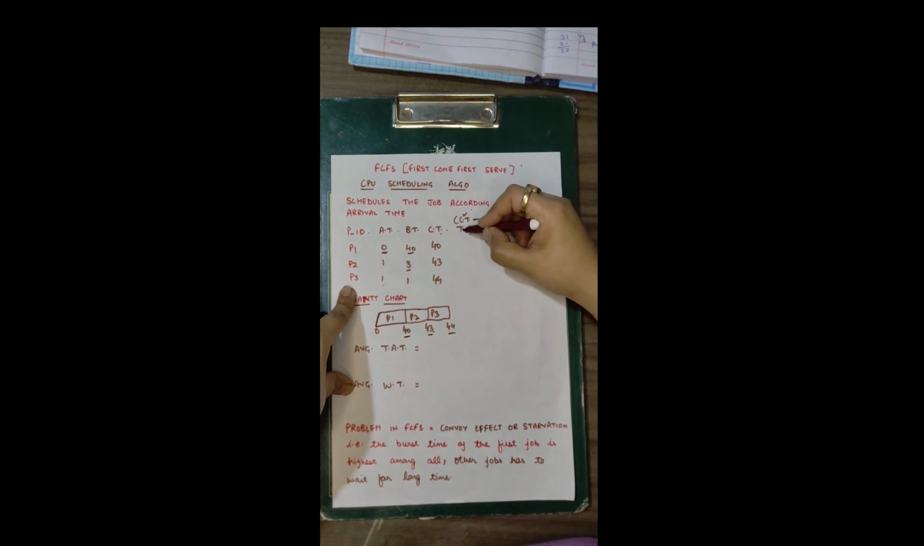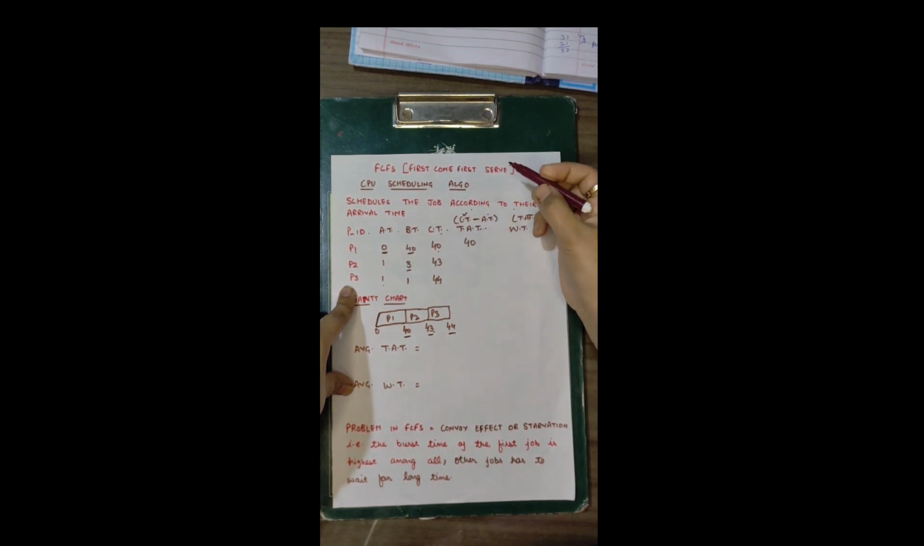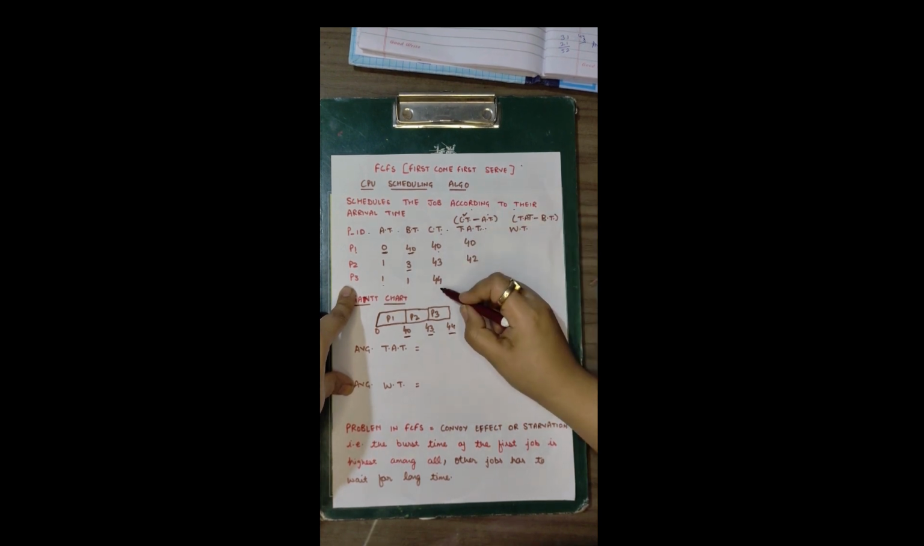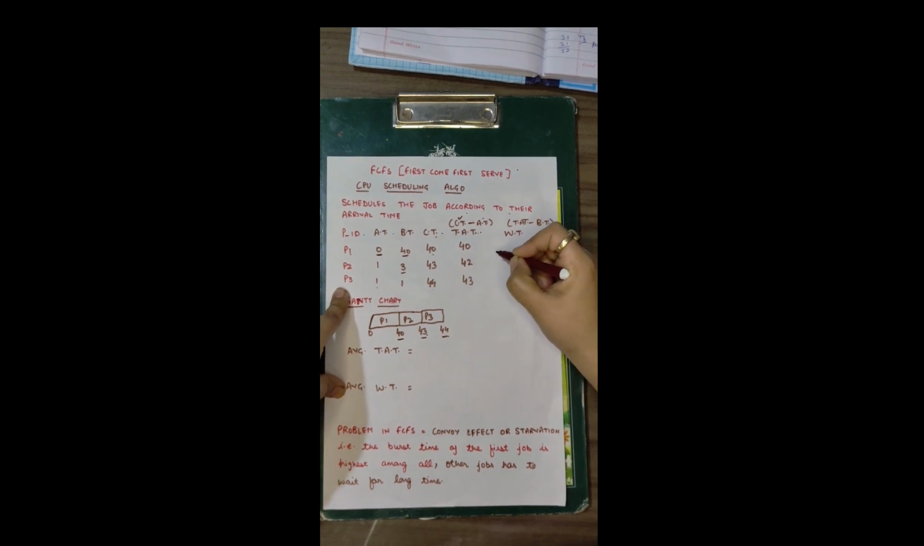Now we will calculate the turnaround time and the turnaround time for P1 is 40 minus 0, which is 40. The turnaround time for P2 is 43 minus 1, that is 42. And the turnaround time for P3 is 44 minus 1, that is 43.